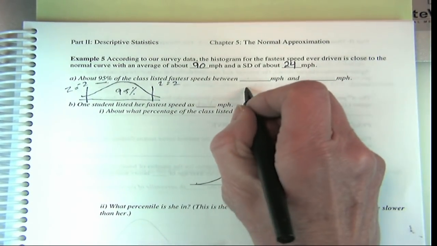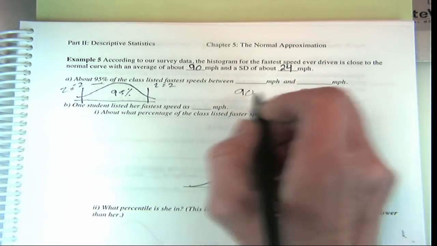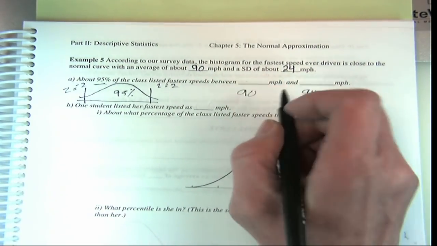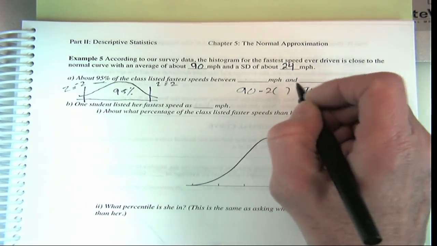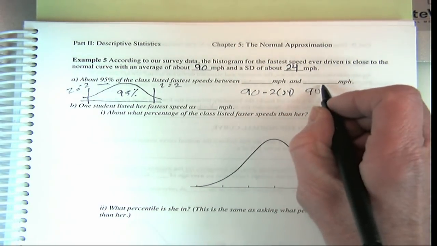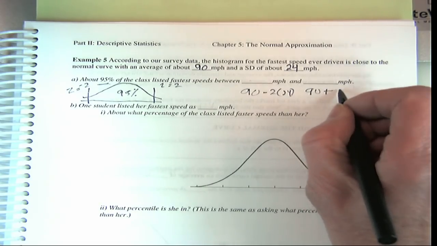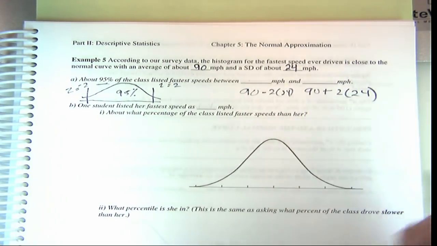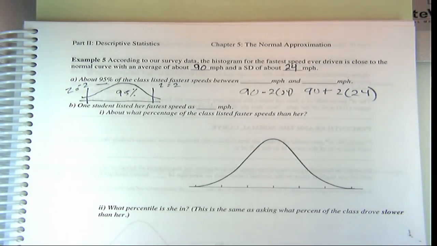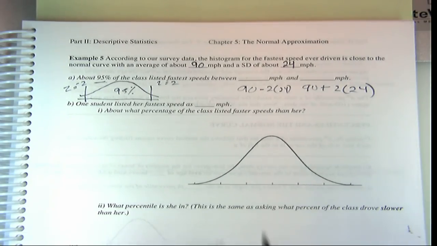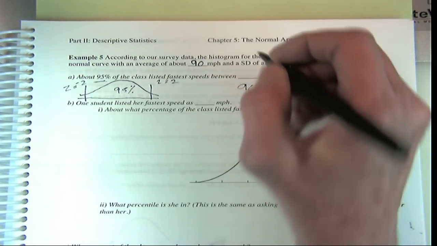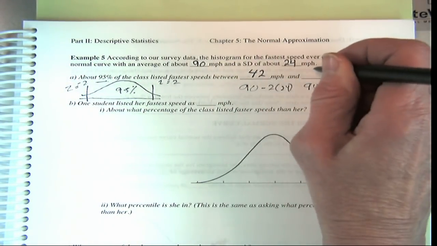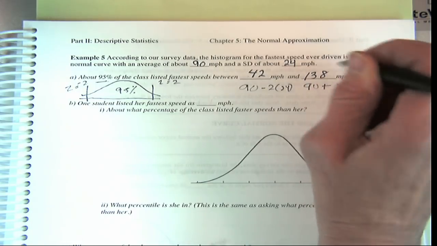So the average is 90. So the lowest limit would be -2 standard deviations from there. So that would be 90 minus 2 times 24. And here would be 90 plus 2 times 24. Okay? Does that make sense to everybody? So this is just the average minus 2 standard deviations and the average plus 2 standard deviations, which is between 42 and 138. All right.